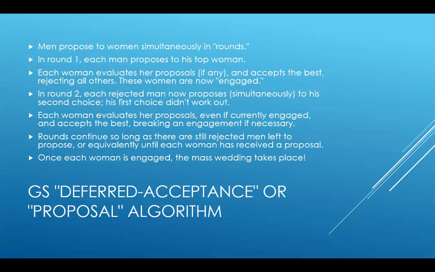Again, in round 2, each rejected man now proposes simultaneously to his second choice, and his first choice didn't work out. Each woman evaluates her proposals, even if currently engaged, and accepts the best, breaking an engagement if necessary. Rounds continue so long as there are still rejected men left to propose, or equivalently, until each woman has received a proposal. Once every woman has received a proposal, I'm telling you, we're done.